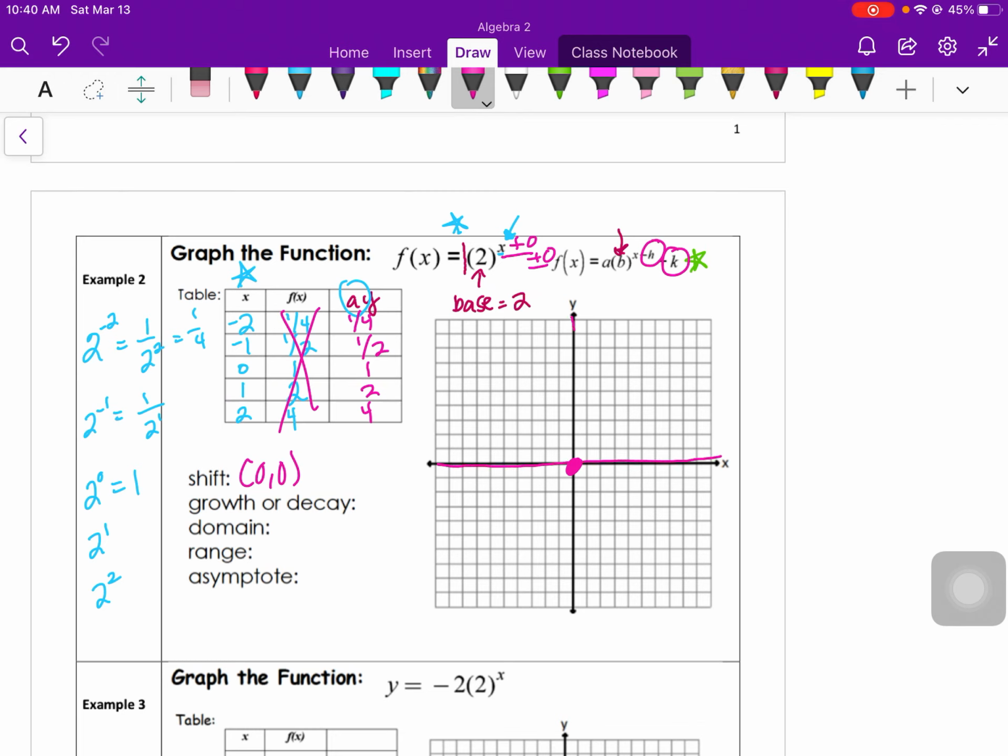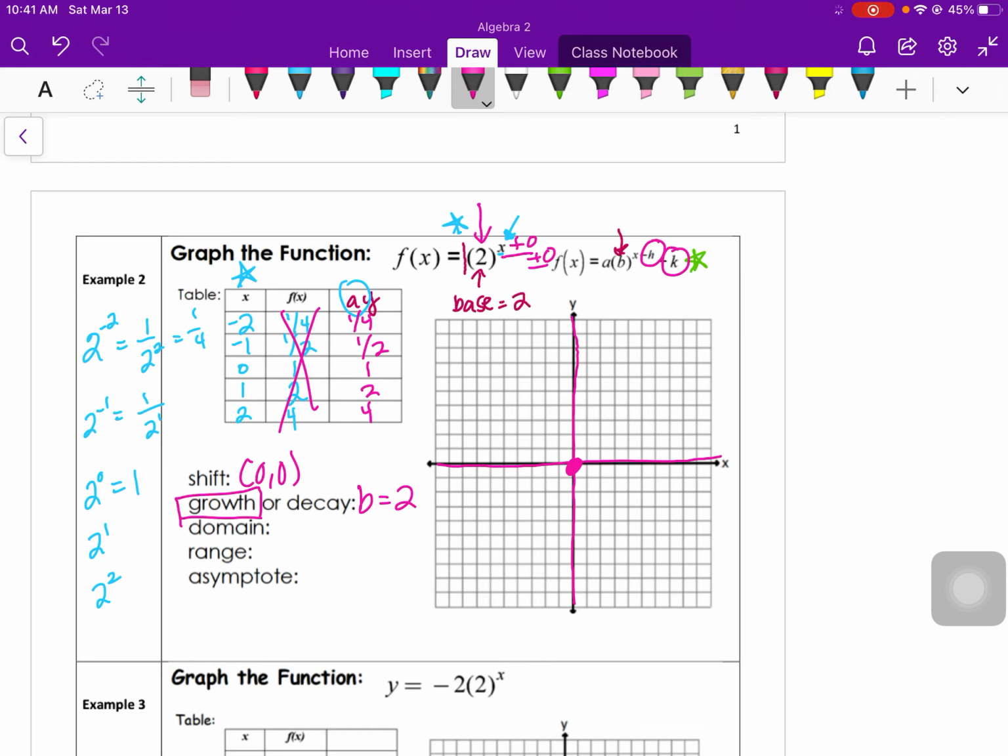So I can draw these lines in because one of those is going to be my asymptote, and I'll show you which one in a second. Since I've got a b greater than 1, this guy is a growth because b is equal to 2. Now let's graph these guys and see what our domain and range and asymptote are.